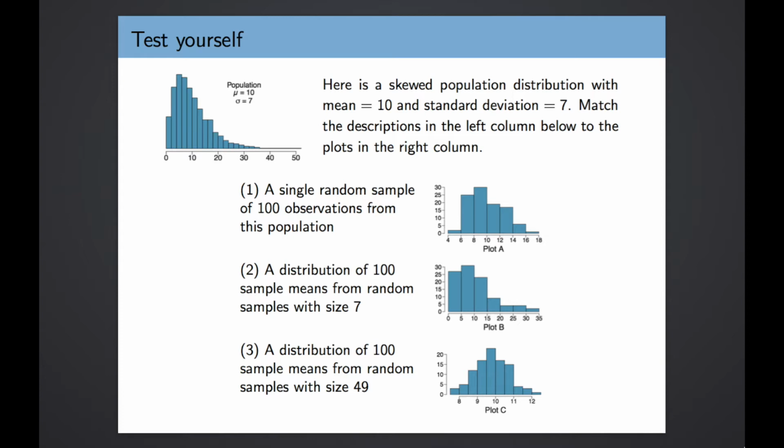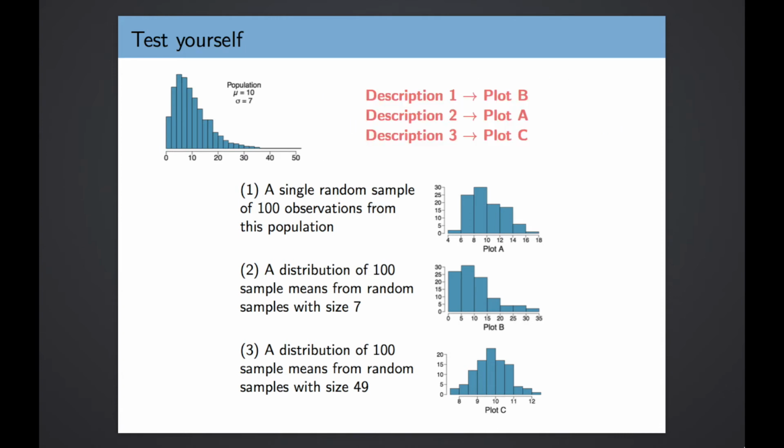And to wrap up, here is one more problem where you can test yourself to see if these concepts regarding the size of a sample and the central limit theorem have really hit home. In this skewed population distribution with a mean of 10 and a standard deviation of 7, look at these plots of data drawn from this population distribution and see if you can match up the descriptions in this left-hand column to the plots in the right-hand column.